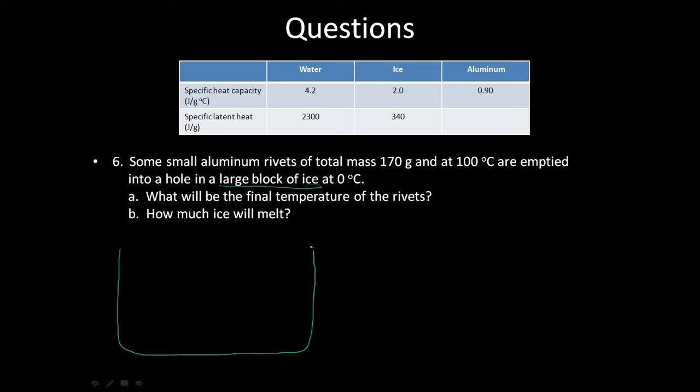It's huge. And so in this block of ice you have maybe a deep groove, and probably the groove was drilled there. So you have this block of ice at 0 degrees Celsius, right? They put these aluminum rivets in here. And it doesn't matter how many I put, the mass of the rivets combined is actually 170 grams.